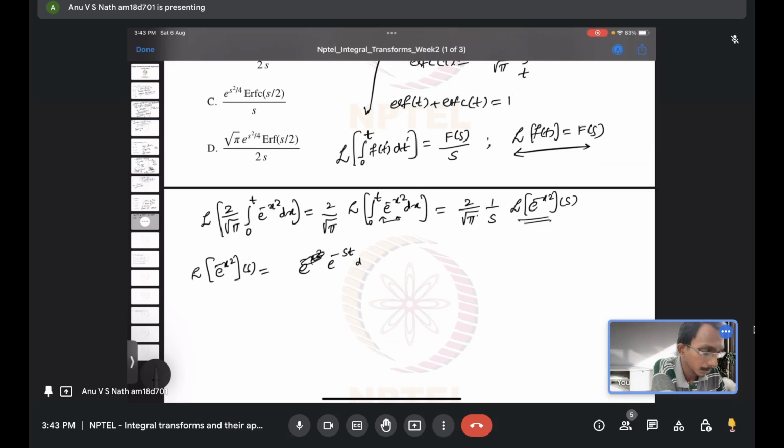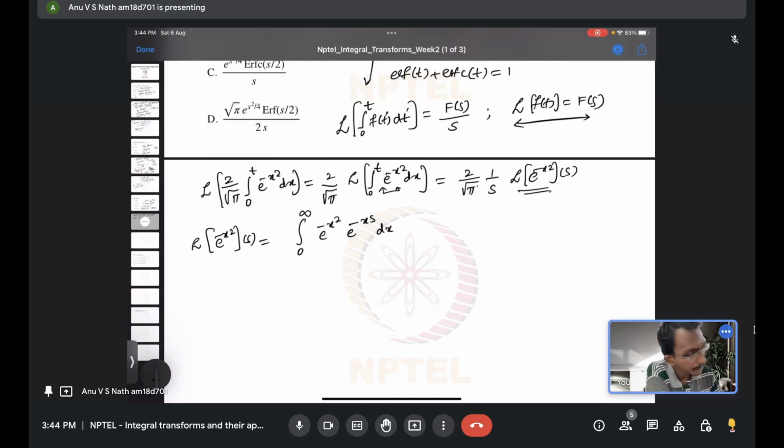Okay, sorry. Yeah, because we are using the variable x here, it's e raised to minus x square, e raised to minus sx dx, 0 to infinity. This is just the definition. I am using the variable x instead of t. Okay, that's all. So now we combine the exponentials. That's e raised to minus x square plus sx dx.